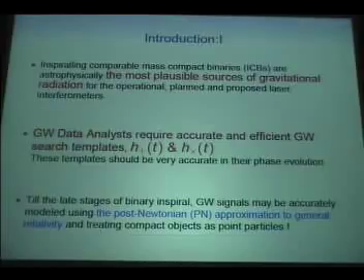So we all know that inspiralling compact binaries are the most plausible sources of gravitational radiation for operational, planned, and proposed laser interferometers. There is no guarantee that we are going to see any of these sources. And gravitational wave data analysis groups require h plus and h cross, temporally evolving, and they have to be accurate in their phase evolution.